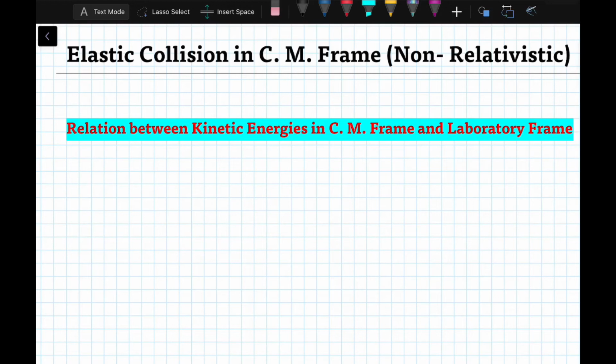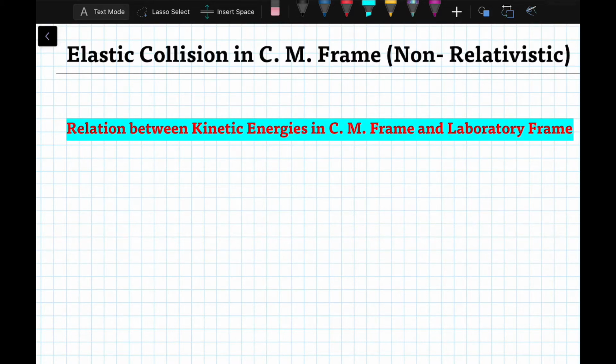Hello everyone. Today we are going to study the elastic collision in the center of mass frame. Here we are dealing with the non-relativistic case, that is, the velocity is much less than the speed of light. And the subheading of this topic is that through this discussion we can find out the relation between the kinetic energies in the center of mass frame and the laboratory frame.